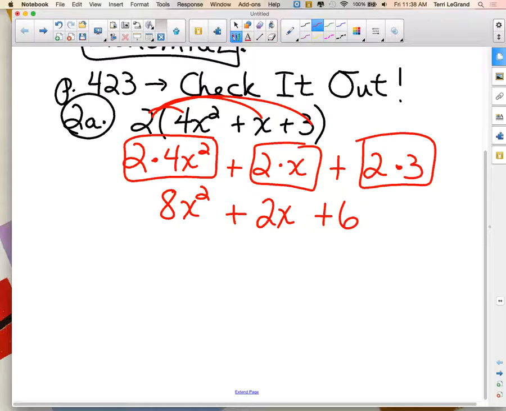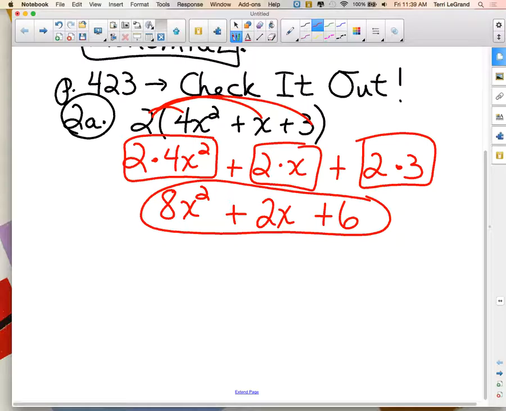Okay, do we have any like terms there? No? Do we have this in standard form? Yes. So we're going to say we're done. Our answer is the polynomial 8x squared plus 2x plus 6.